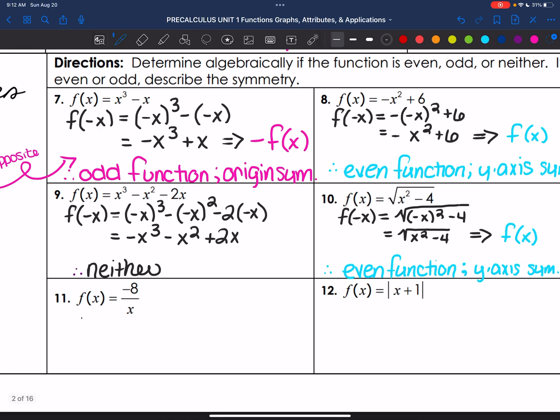All right, well, what we should have done is taken our function at the opposite of x, which is negative 8 over a negative x. But really, when we have a negative on top and a negative on bottom, that's going to be a positive. Okay, so is this the same or is it the opposite of our original function? It was a negative 8 over x, and now it's just 8 over x.